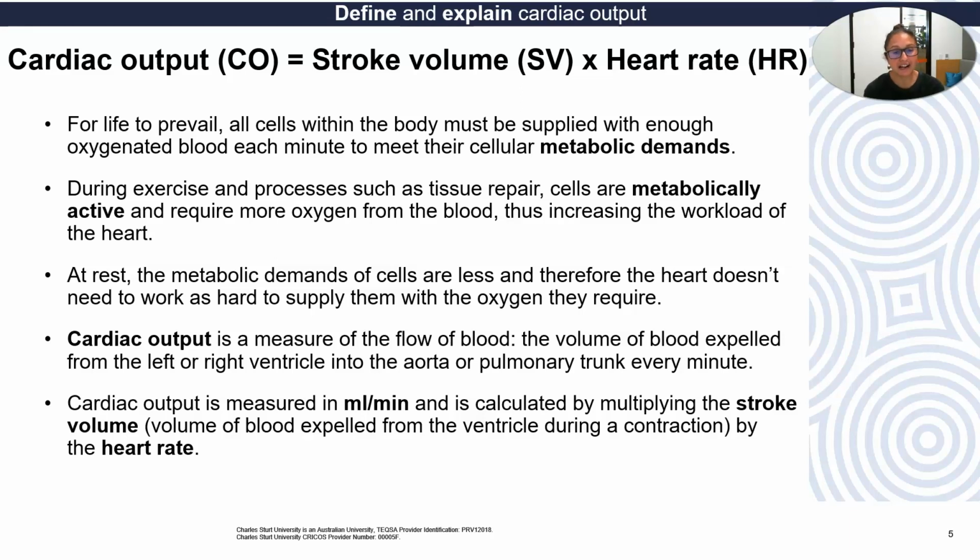So what is cardiac output? Cardiac output is a very simple formula and it's calculated by multiplying something called the stroke volume with the heart rate. Okay, now we're going to look at what stroke volume and heart rate are in a minute, but cardiac output is measured in mils per minute, okay, because the stroke volume is giving you the mils and the heart rate is giving you the minutes.